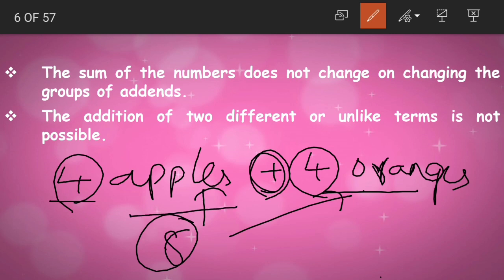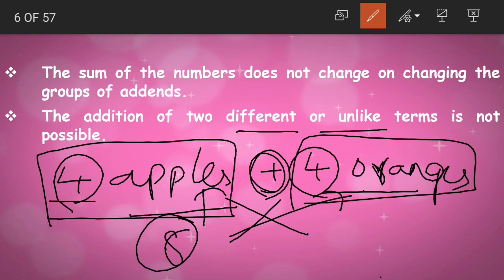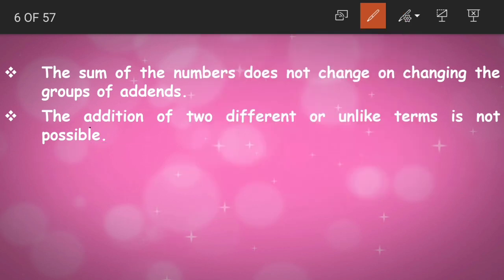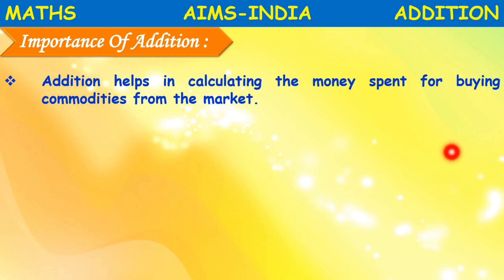Why? Because these are unlike or different terms. The 4 we had were apples and the other 4 are oranges. We cannot add apples and oranges together. So the addition of two different or unlike terms is not possible. These were the facts about addition. Now let us learn the importance of addition.